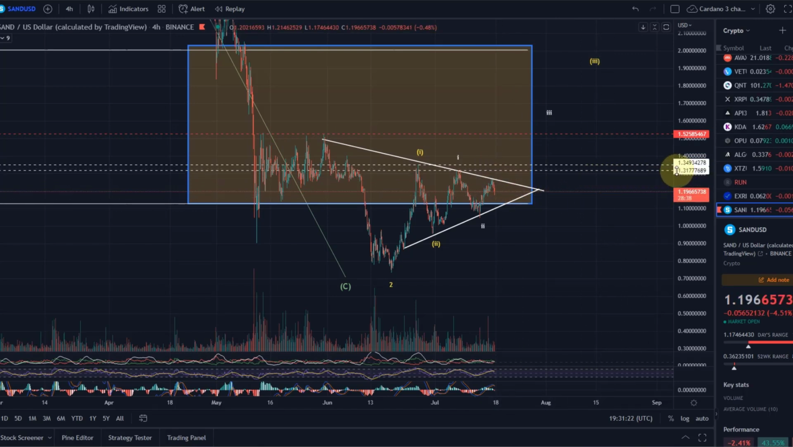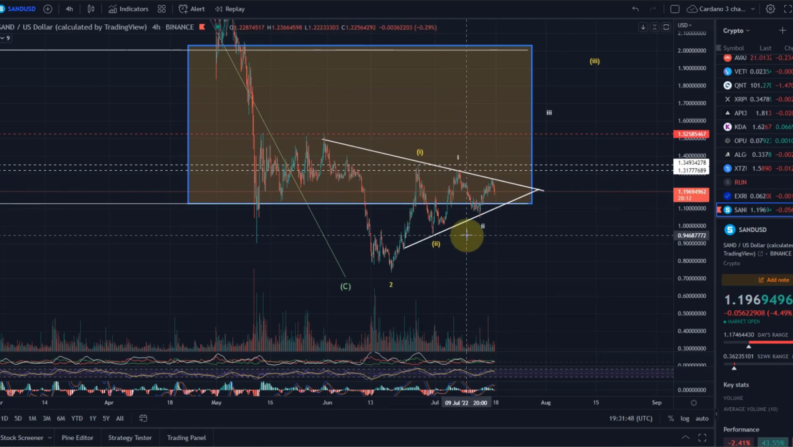In that scenario we also need to move through 132 and 135. These are two resistance levels here. And then 153, and above 153, I think we could see that movement completed to 195. In that movement to 195, we're going to take out all of these resistance levels. Okay, and that is my update about Sandbox.